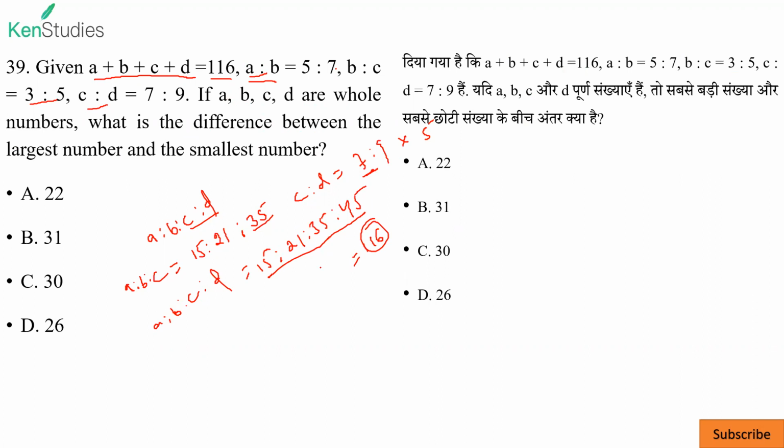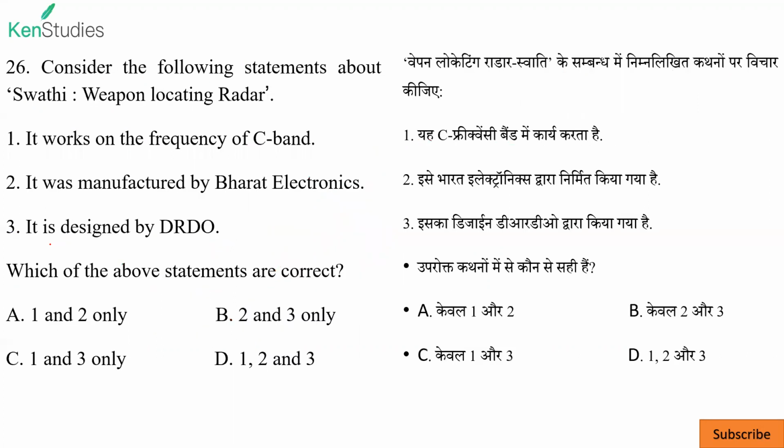Now it is asking ki, if a, b, c, d are whole numbers. Yes, these are whole numbers. What is the difference between the largest number and the smallest number? So here largest number is 45, smallest number is 15. So 45 minus 15 equal to 30. So C is the answer. Okay, so it is the day 6 question. Now it is the day 7 question.